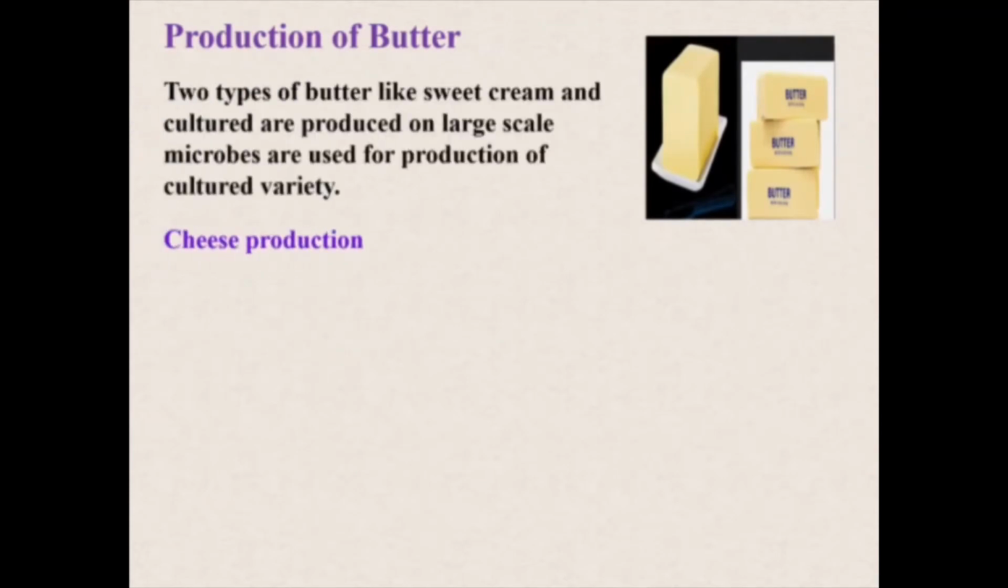Now, how is butter produced? Two types of butter, sweet cream and cultured, are produced on a large scale. Microbes are used for the production of the cultured variety.